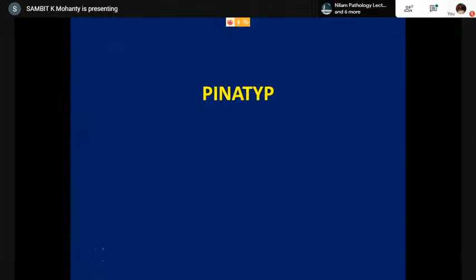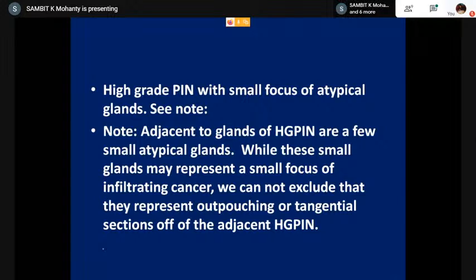Then PIN ATYP. What is PIN ATYP? It is a high-grade PIN with a small focus of atypical gland. So when to call PIN? PIN is a big gland disease. Look at the luminal cell. The luminal cells are either architecturally multi-layered, forming papillae, or forming cribriform structures. There is a basal cell layer present.